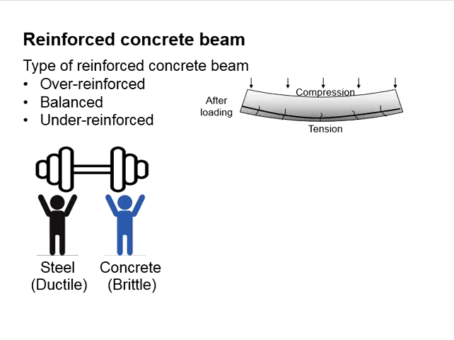Now, depending on the amount of reinforcement provided in the member, the levels of reinforcement shall govern the response and the behavior of the member. There are three main types: over-reinforced beam, balanced, and under-reinforced beam.